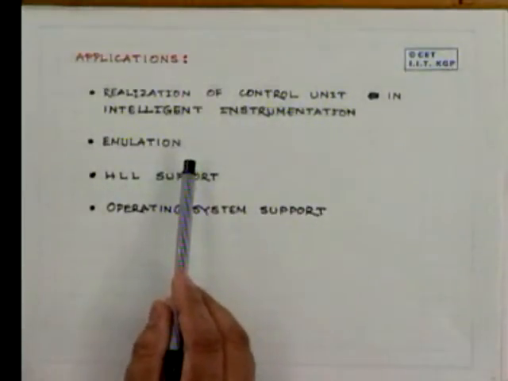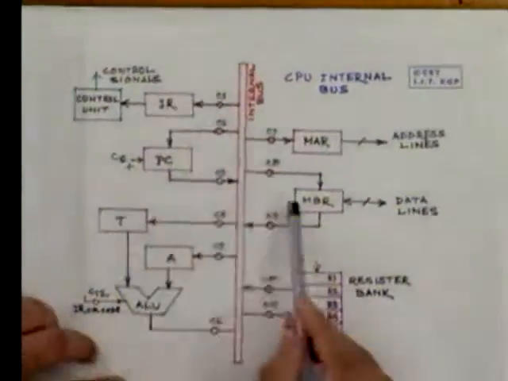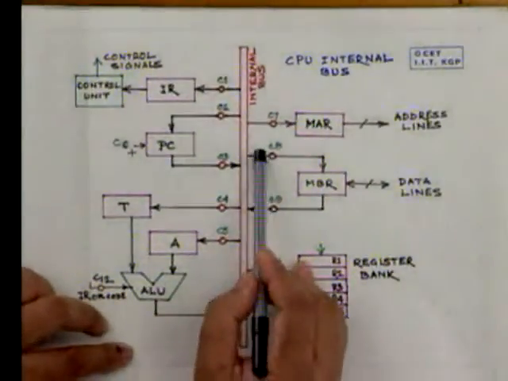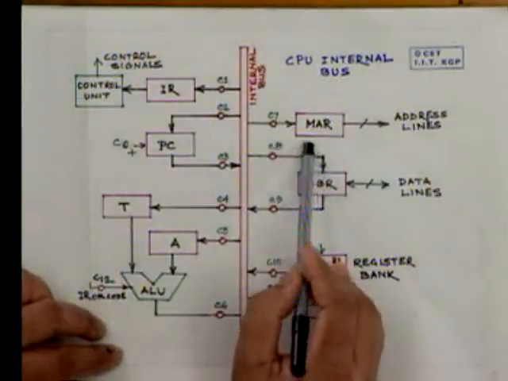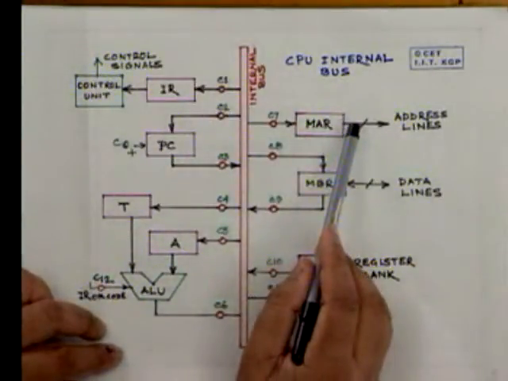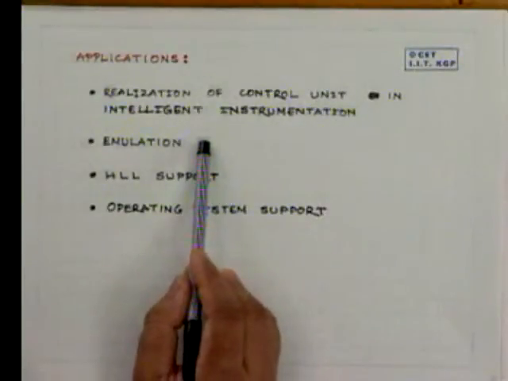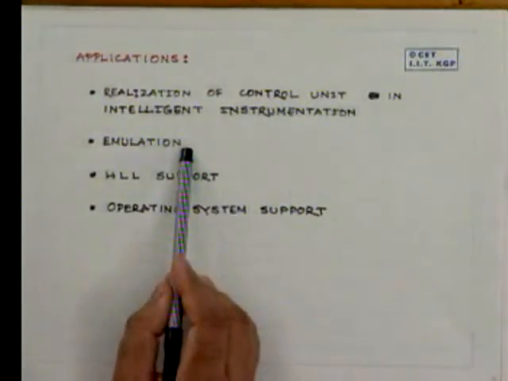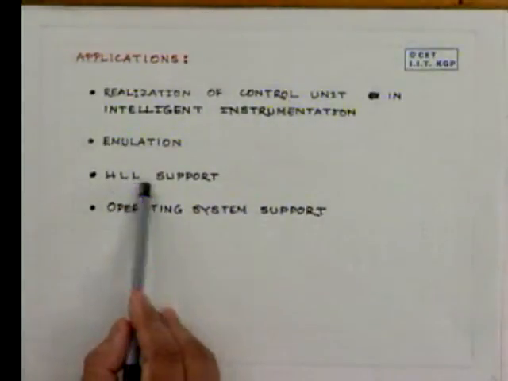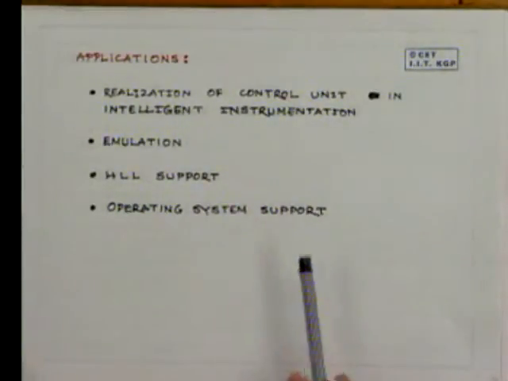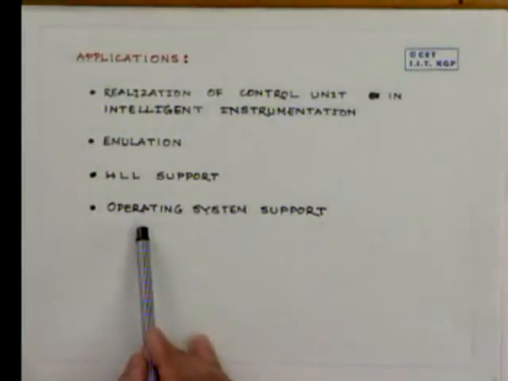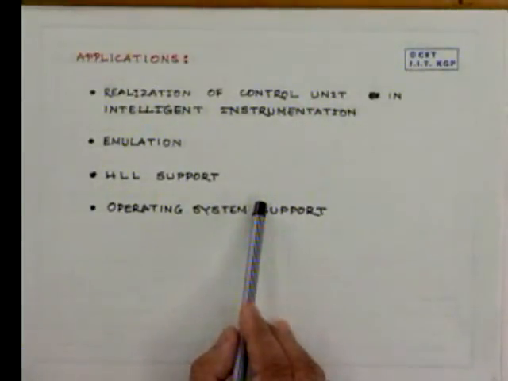By emulation, I mean, for example, if you have a computer and you want this computer to simulate the behavior of another computer, you can write a microprogram that will simulate the behavior of another computer. This we call emulation. For high level language support also this is used, as well as for operating system support. That's all so far as the microprogram control unit is concerned, and that is also all as far as control unit design is concerned.